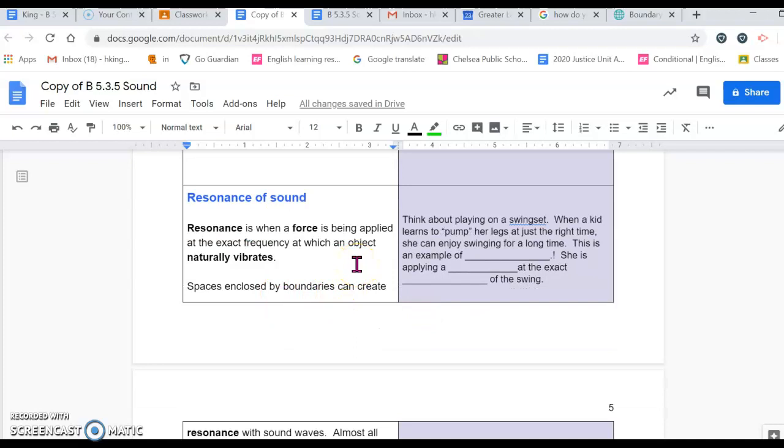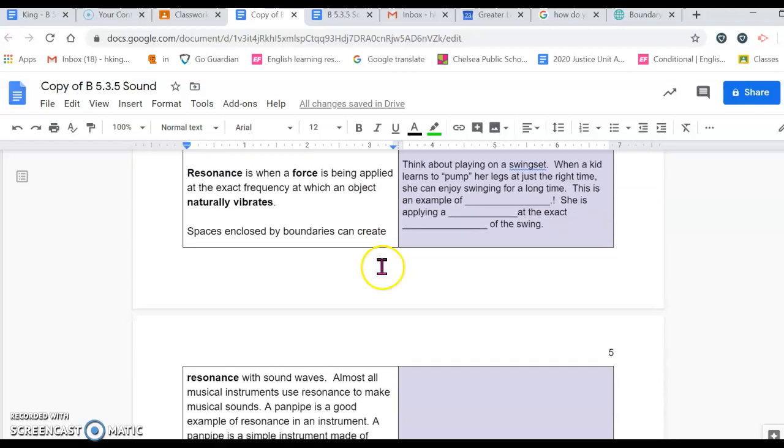Resonance of sound. Resonance is when a force is being applied at the exact frequency at which an object naturally vibrates. Spaces enclosed by boundaries can create resonance with sound waves. Okay, so think about playing on a swing set. When a kid learns to pump her legs at just the right time, she can enjoy swinging for a long time. This is an example of, that word right here. She is applying what at the exact what of the swing. You guys figure that out, okay?